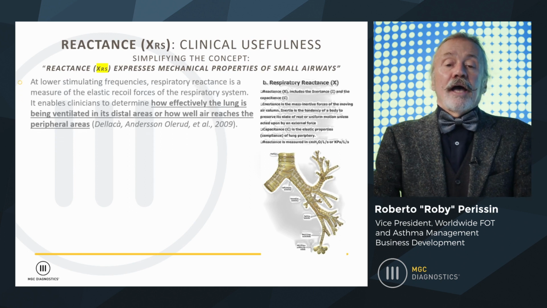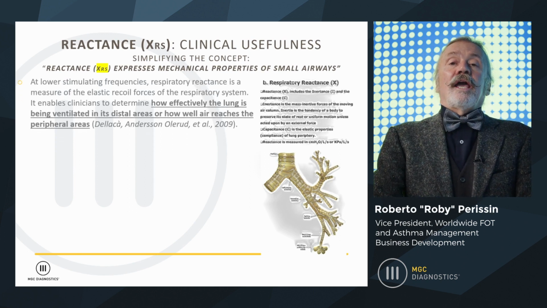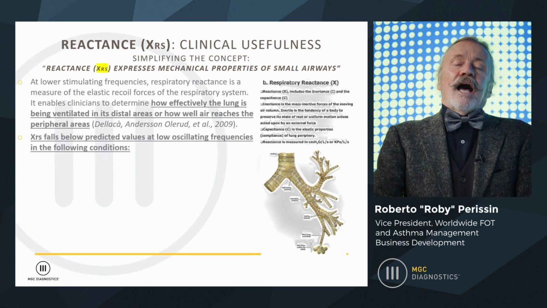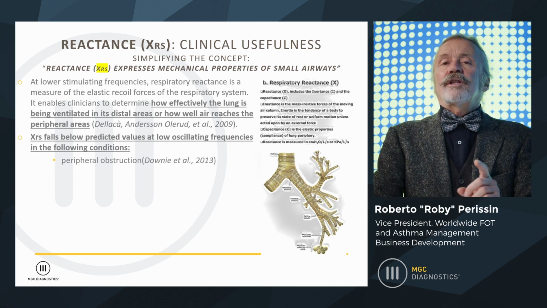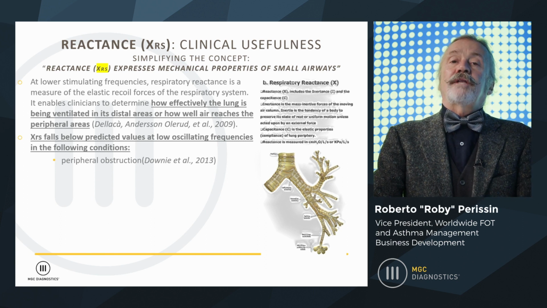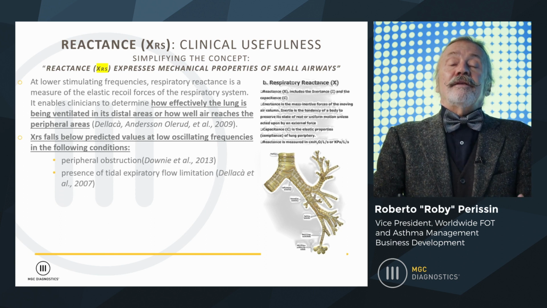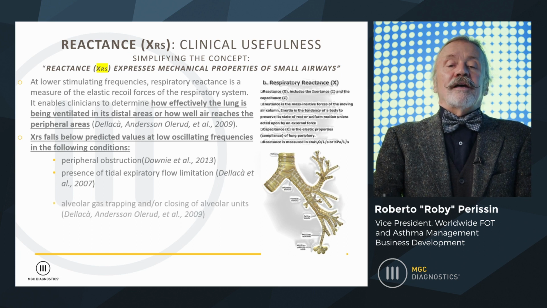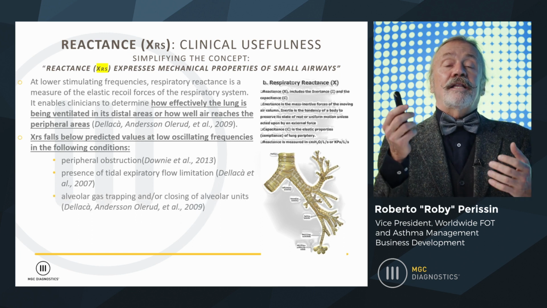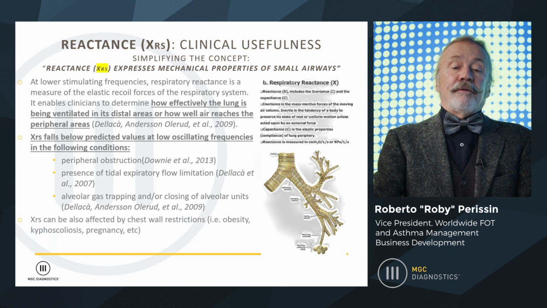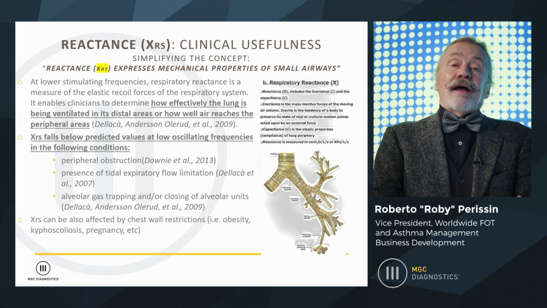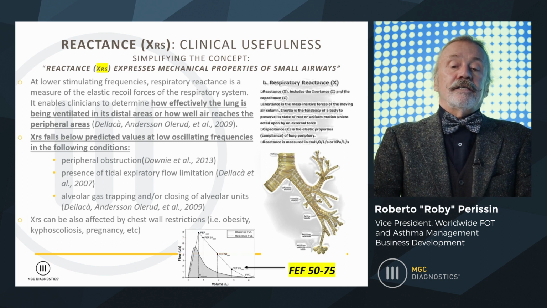Reactance, on the other hand, XRS, it's really how air reaches and ventilates the small airways. So if we want to look at its behavior, it falls below the predicted value, like a very important parameter of spirometry, but very difficult to obtain, which happens when you have peripheral obstruction, presence of tidal expiratory flow limitation, or alveolar gas trapping. And in terms of population, reactance goes below the predicted values when you have a stiff lung, neuromuscular patients, when you have obesity, pregnancy, and so on.